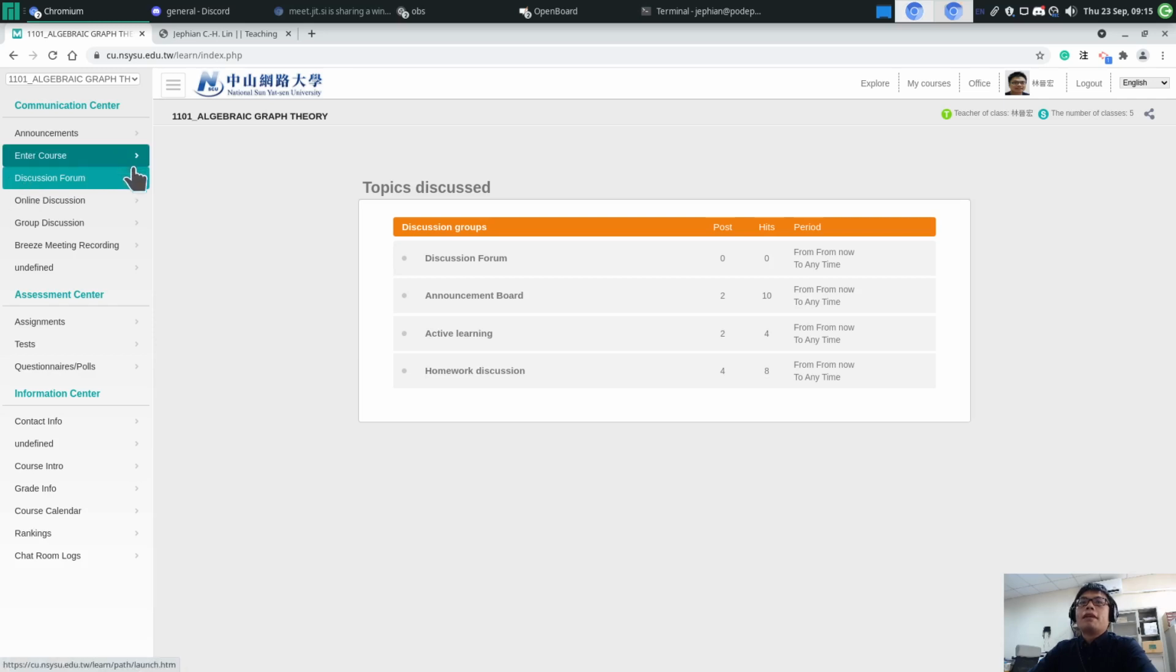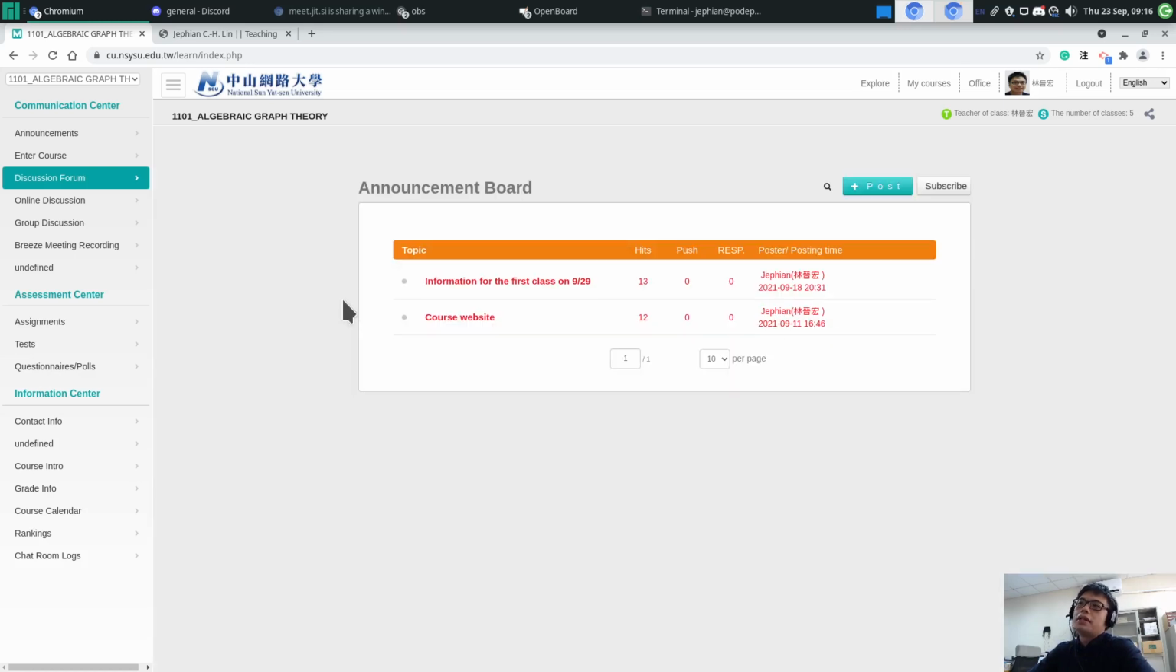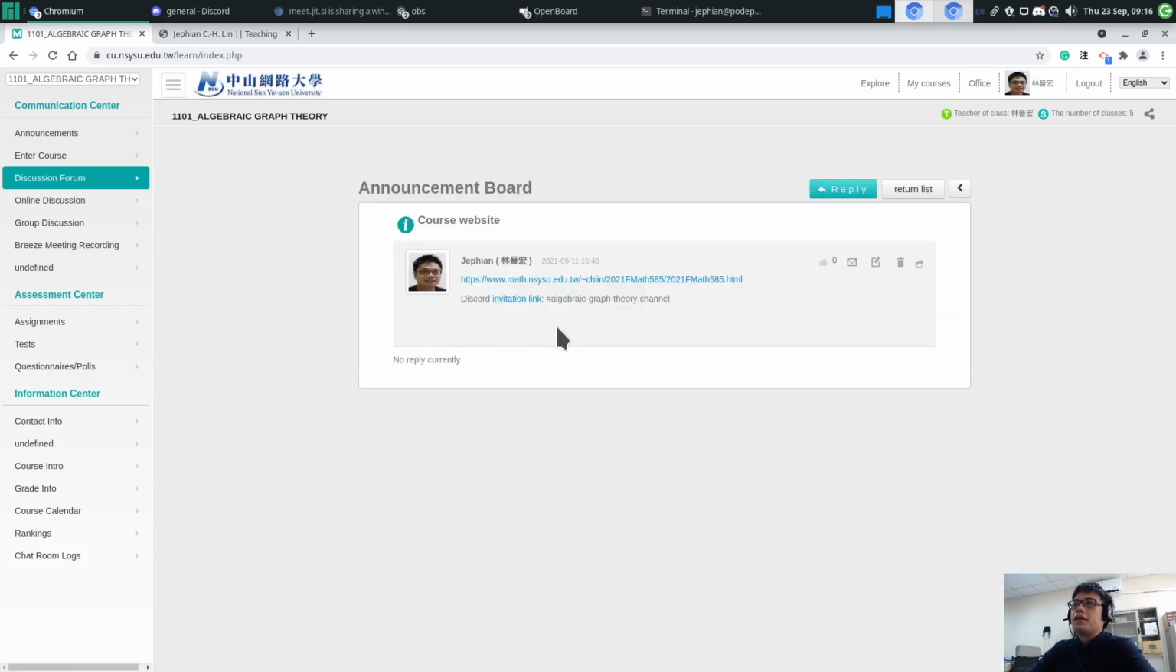There will be a forum. Forum means 讨论版, and in the forum you will get several topics here. Pretty much all the announcements will come in here. If you are using the Chinese version, that's a 公布栏. So you will see some announcements here. Then you will see a course website. So that's the first thing that you need to know. We got a course website.